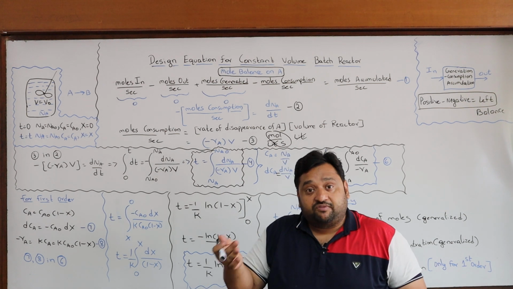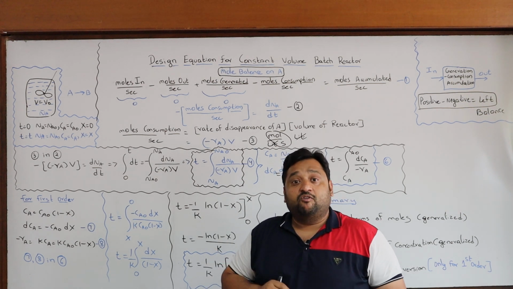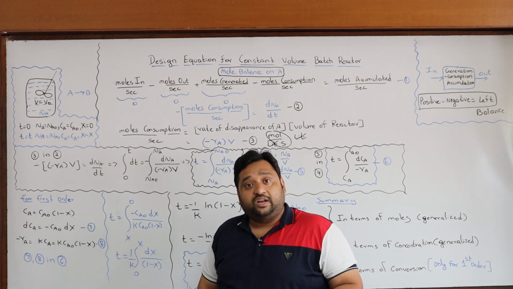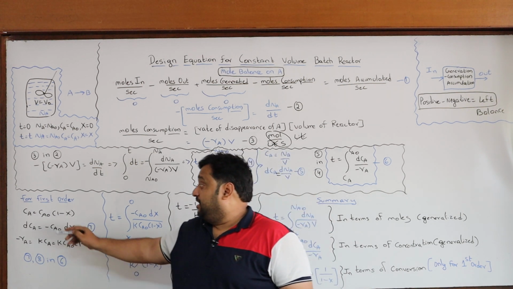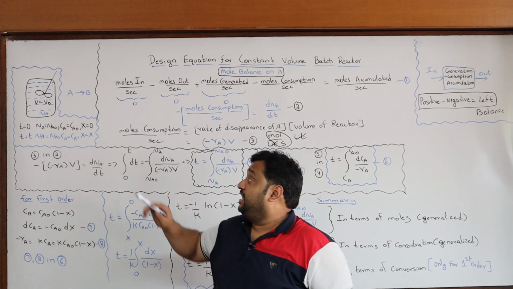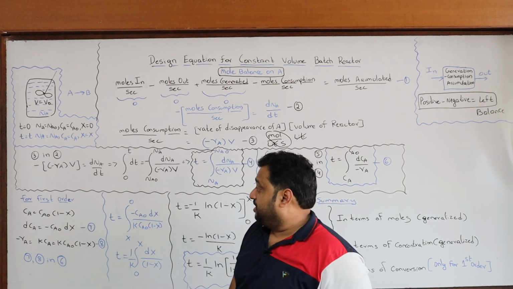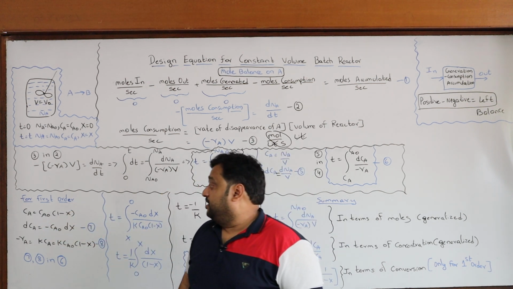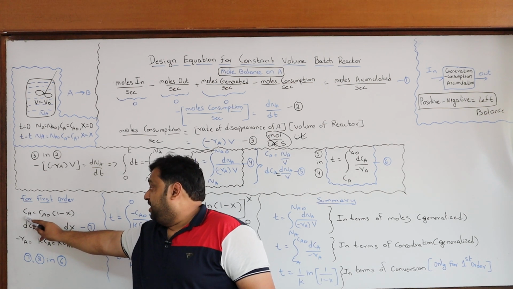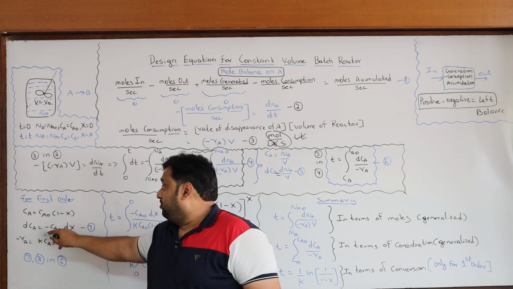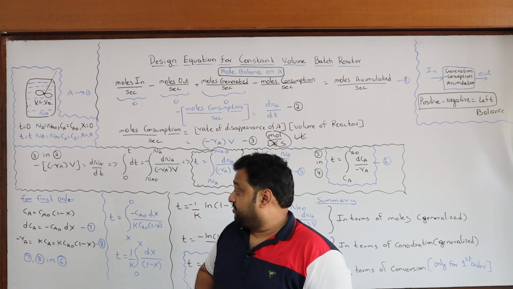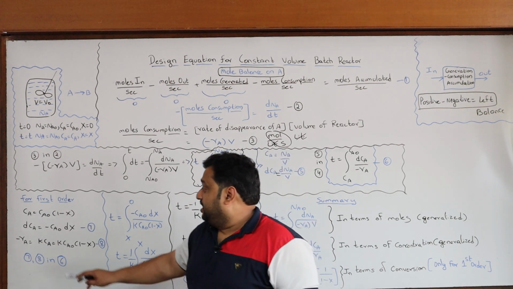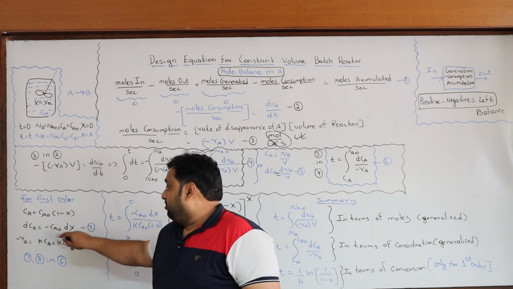To change in terms of conversion, you need to fix the order. What order reaction is happening in the reactor? If you know what order reaction is happening in the reactor, then for first order, consider the reaction happening in the reactor is first order. Ca equal to Ca0 into 1 minus x, you know from the stoichiometry. If you differentiate this equation, dCa is equal to minus Ca0 into dx. And I know minus Ra is equal to, for a first order reaction, kCa. Ca is nothing but Ca0 into 1 minus x.